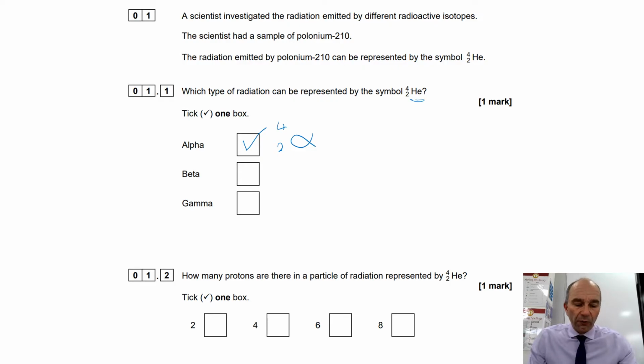1.2. How many protons are there in a particle of radiation represented by 4 and 2? Now, remember, the 4 is the atomic mass. In a way, the 2 is the atomic number. The atomic number is also the proton number. So again, only one possible answer, and that would be 2.